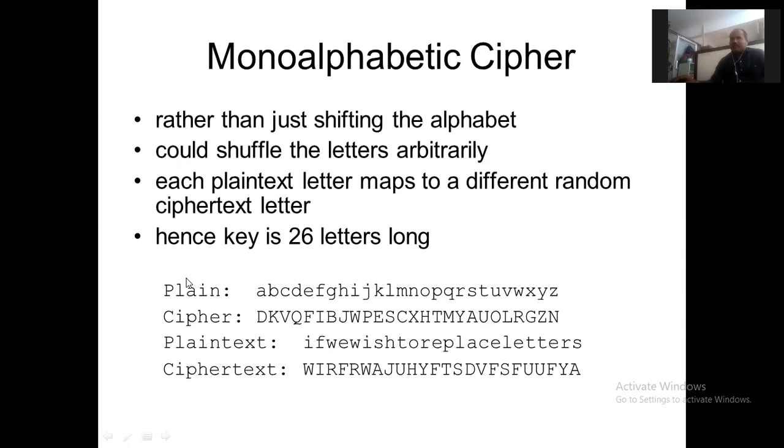Now here you can see how we are going to perform the encryption and the decryption by using the monoalphabetic cipher. Here the plain text is there, and again here the cipher text is there. So what is the plain text here? The plain text is from A, B, C, D up to Z. And the cipher text we are going to consider is D, K, V, Q, F up to N here.